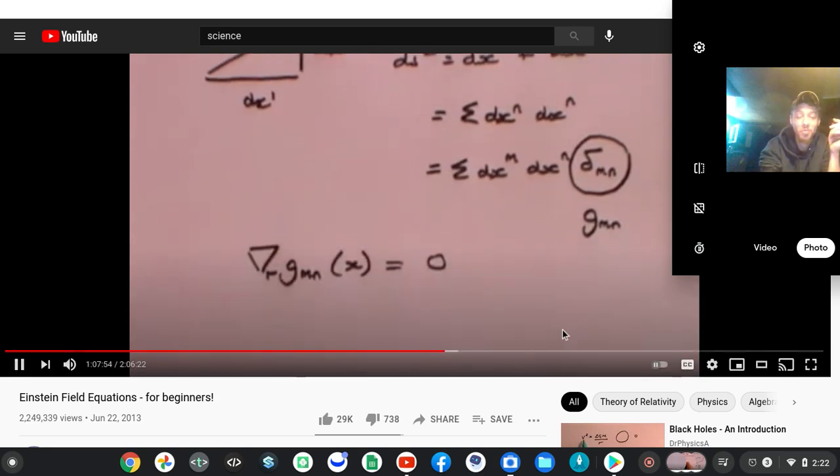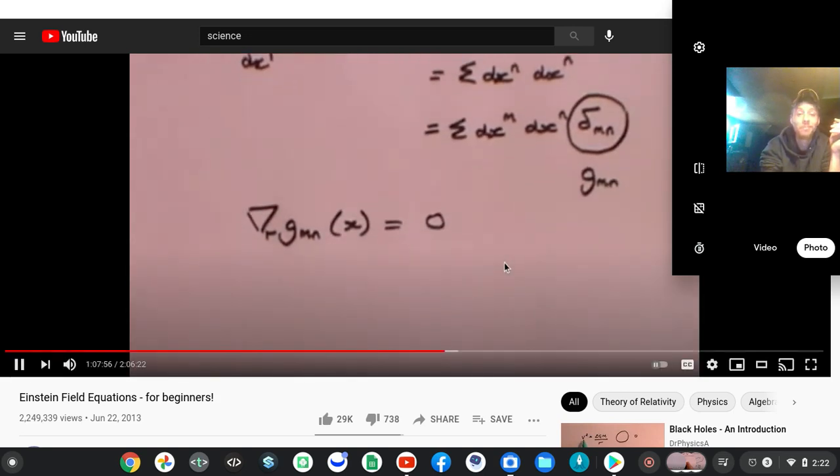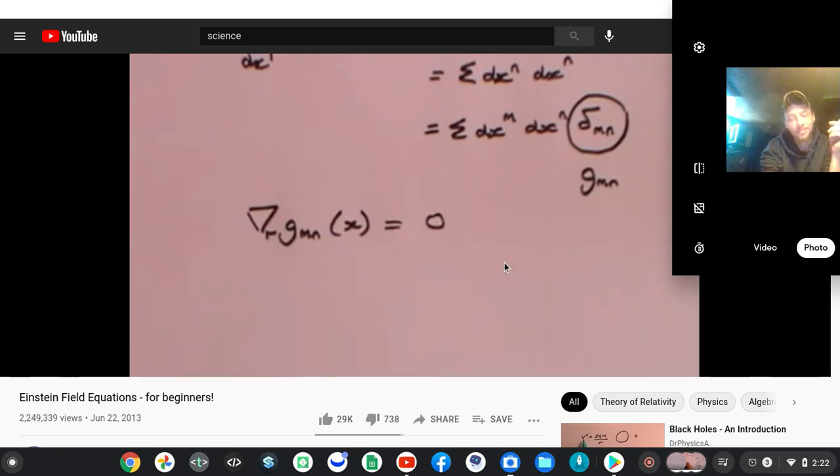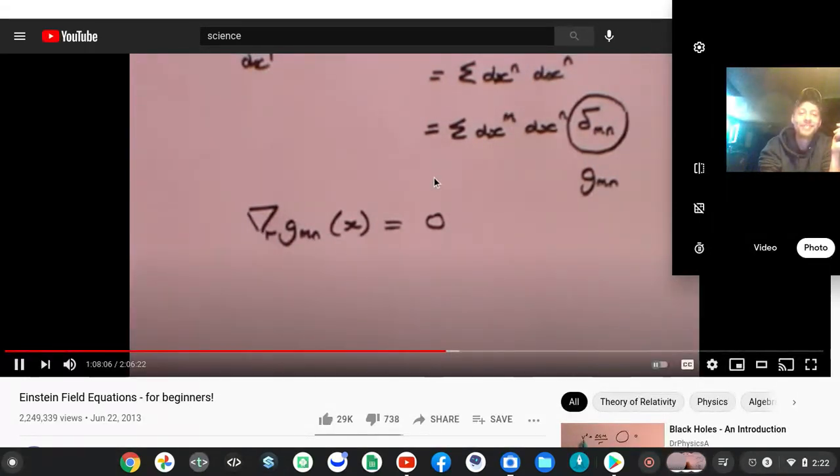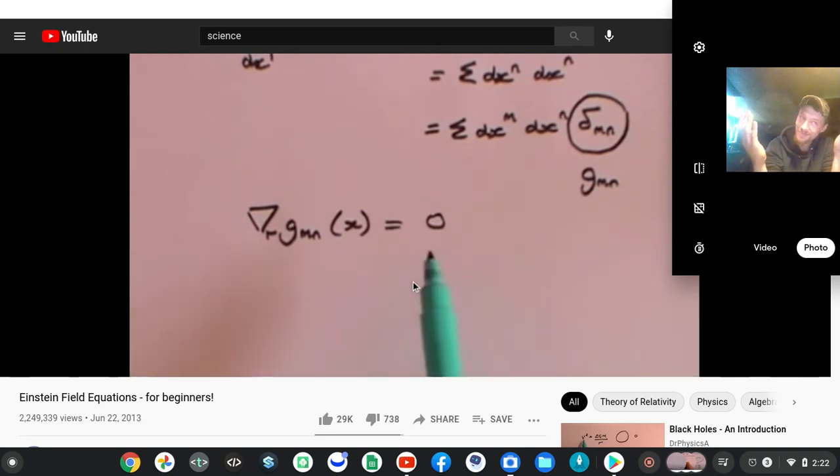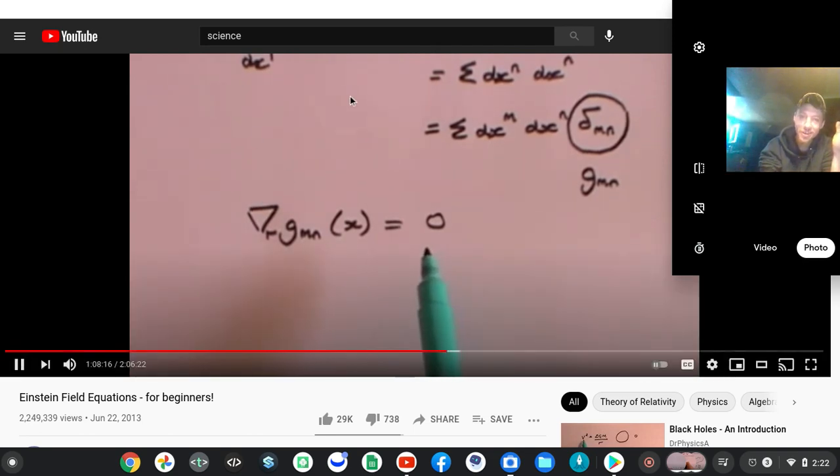But what did I just tell you about derivatives of tensors? If you've got a value of 0 in one frame of reference, then you've got a value of 0 in all frames of reference. So consequently, the covariant derivative of the metric tensor will equal 0 in all frames of reference.